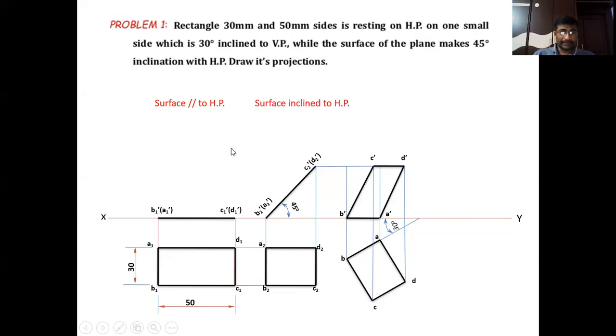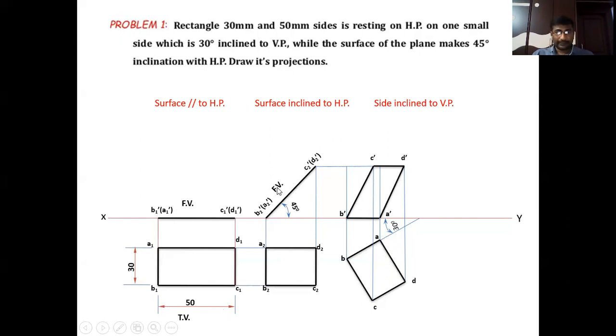Then the second stage: when the surface is inclined 45 degrees to HP, we will get these two, front view and top view. And the final stage is whenever the smaller side is inclined to VP, then we will get these two views. This is the top view and this is the front view.